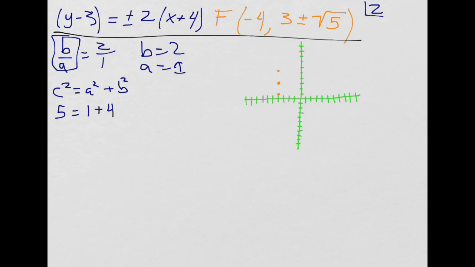So what does that tell us? Well, we know a and we know b, so we can draw in our little box. So up and down we're going to go 2. That's already marked by our foci.